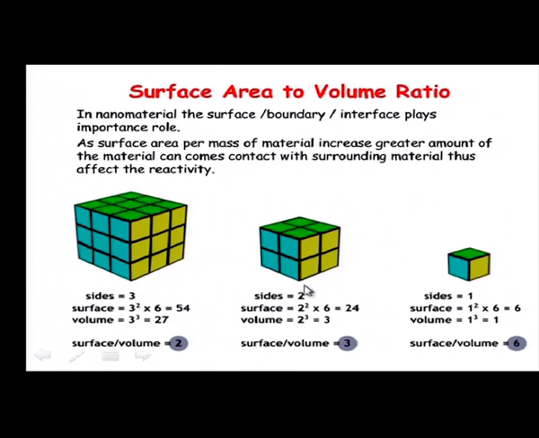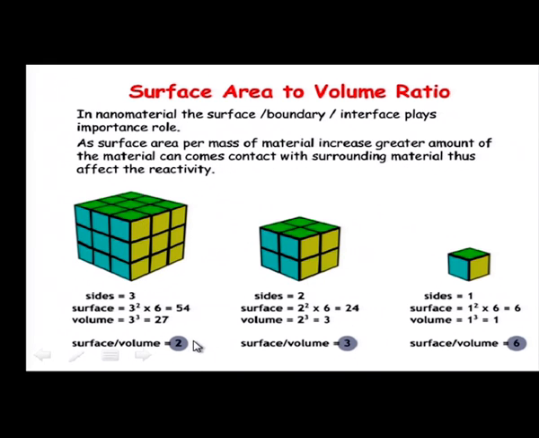Similarly, consider this morphology. Here the side is 2, and what is the surface area? Since it is length into breadth, it is 2 squared into 6; 2 squared is 4, and 4 into 6 is 24. Similarly, for volume, it is length into breadth into height, 2 power 3, which is 2 into 2 is 4, 4 twos are 8, and the surface to volume ratio is 3. Take this morphology, the side is 1, therefore the surface area is 1 squared into 6, which is 6, and the volume is 1. Therefore, the surface to volume ratio is 6.